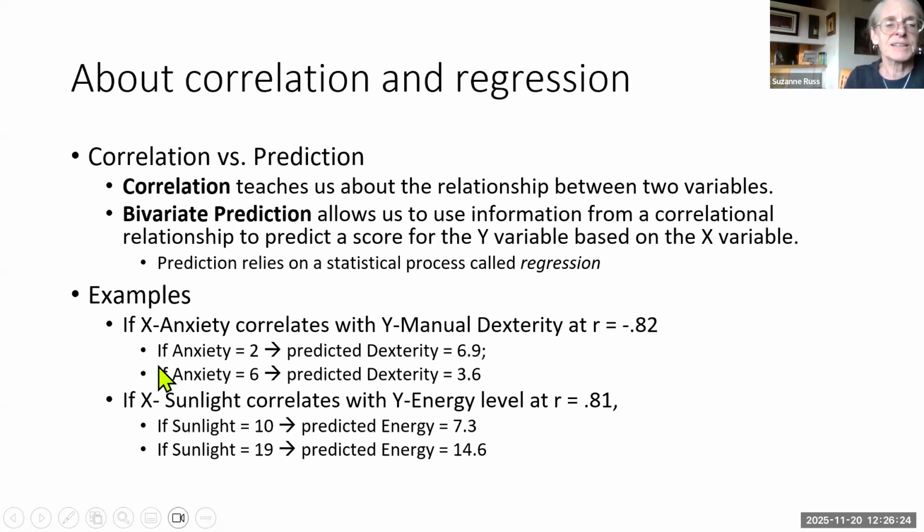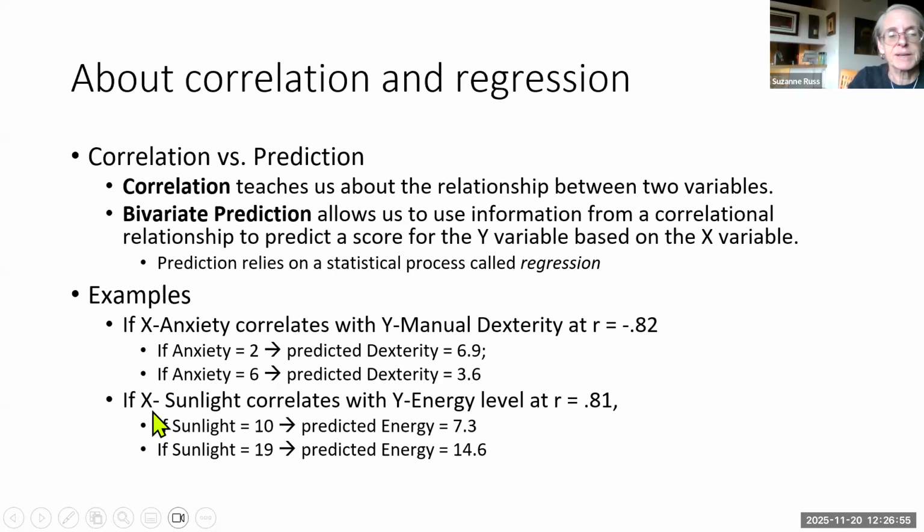We might find out, in fact, I created the formula, and so these are data based on that sample. If anxiety equals 2, we can predict for an individual that their dexterity might be 6.9. It's not going to be exact, but we can get a ballpark of where they're going to be with their dexterity. They're going to be pretty high. If their anxiety is 6, we can predict for any individual that their dexterity might be around 3.6.